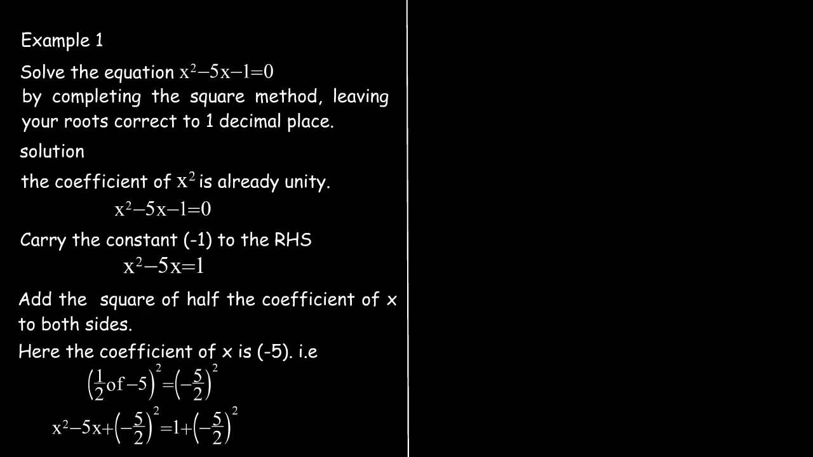At this point, we are going to be factorizing our left hand side, since we completed it into a perfect square. And factorizing the left hand side, it will be (s minus 5 over 2) squared, because our two factors will be minus 5 over 2, which equals 1 plus 25 over 4, which is equal to 29 over 4.